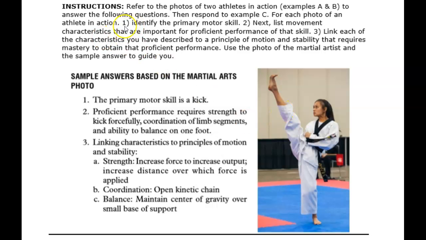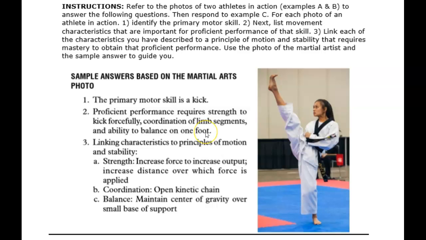So the number 1 is going to be identify the primary motor skill. So she's doing a kick. And then you're going to list the movement characteristics. So what characteristics are important for her to do that skill? So just a sample example would be these things right here. I'm not going to read it to you. You can read it there.